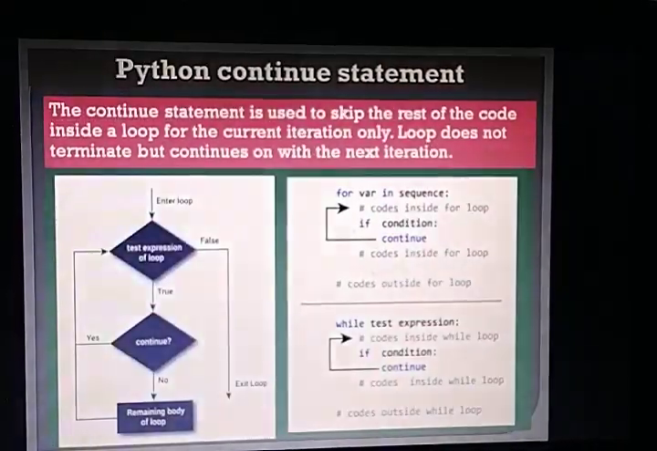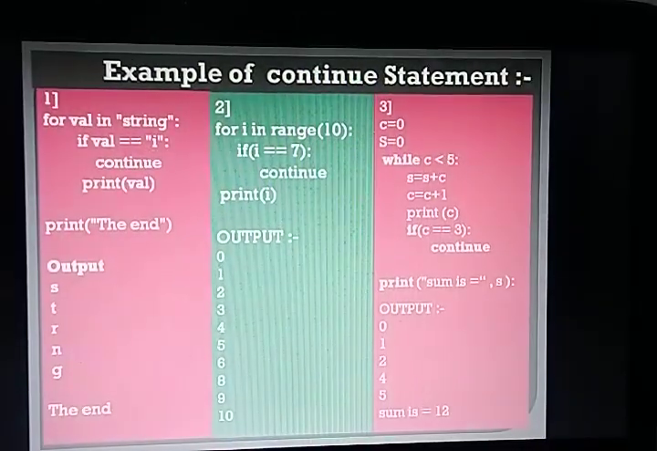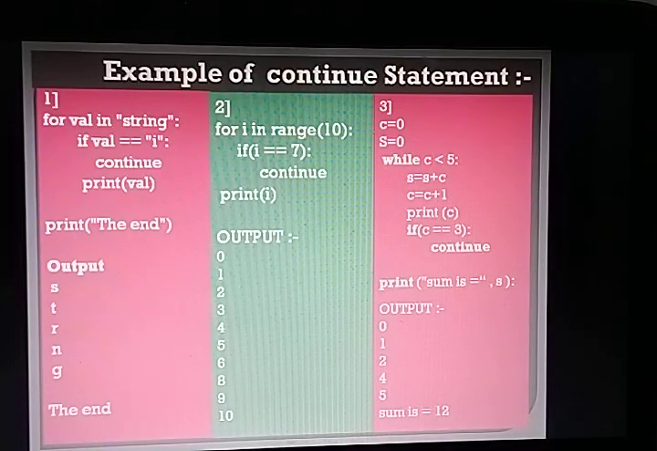Let's see the continue statement. The continue statement is used to skip the rest of the code. It will not terminate the loop. It will just skip the particular set of code. How? Let's see an example. For vl in string, as soon as i is encountered, continue. That means i will not print. We will continue, we will skip that part of the code.